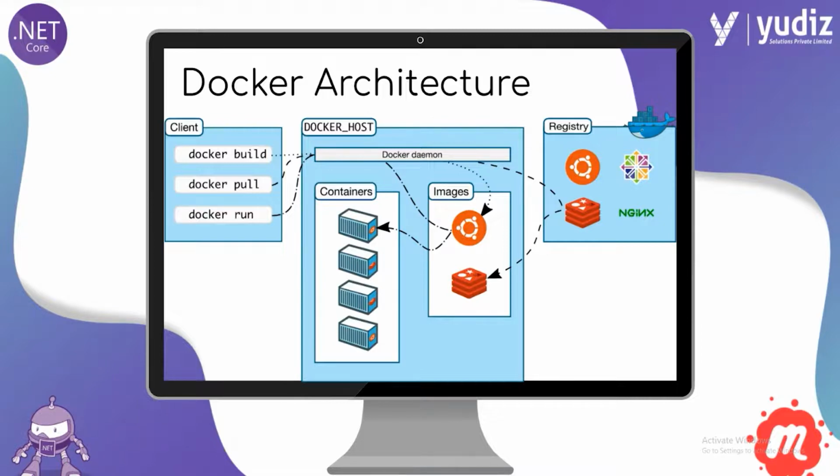And next is host. This driver removes the network isolation between the Docker container and the Docker host. And one is none. This driver disables all networking, so we do not need to establish a network before creating the image.